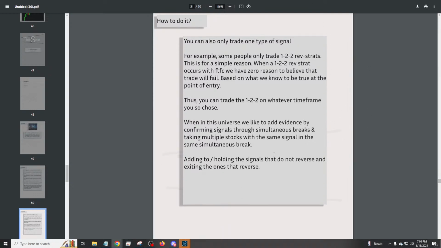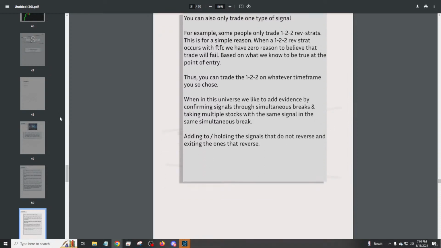So with this universe, again, simultaneous breaks, that's how we add evidence. If we're just trading a weekly hammer or something, the more hammers or the more inside week signals we have when that occurs in the same sector, the more evidence you have. So you can take multiple setups and you can widen your stops based on the basis that it should work, as we have no reason to believe it should not.